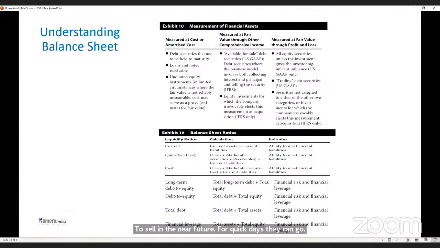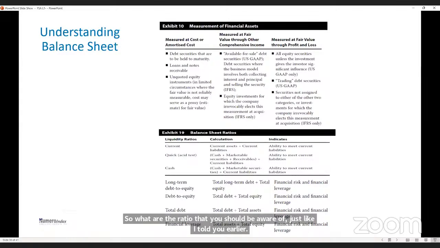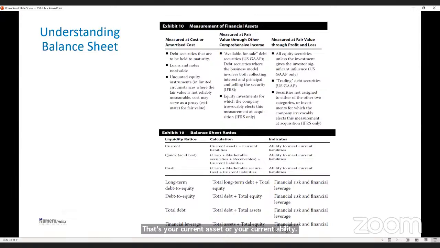So what are the balance sheet ratios that you should be aware of? Just like I told you earlier, the examiner is going to test you on some of these ratios. Liquidity. That's your current asset over your current liability. So this one measures your ability to meet your current liabilities. Your quick or acid test is your cash, marketable security plus receivables divided by your current liabilities. It's also measuring your ability to meet your current liability. And you also have your cash ratio.